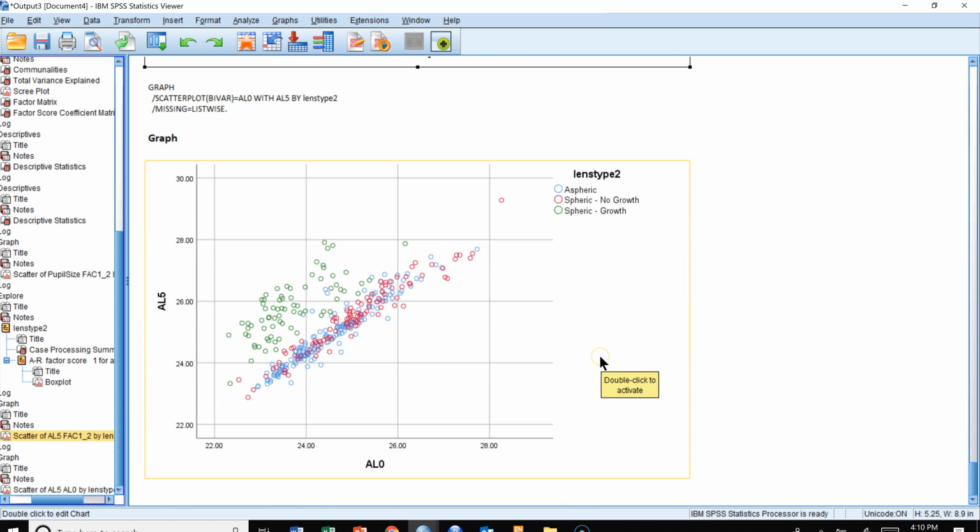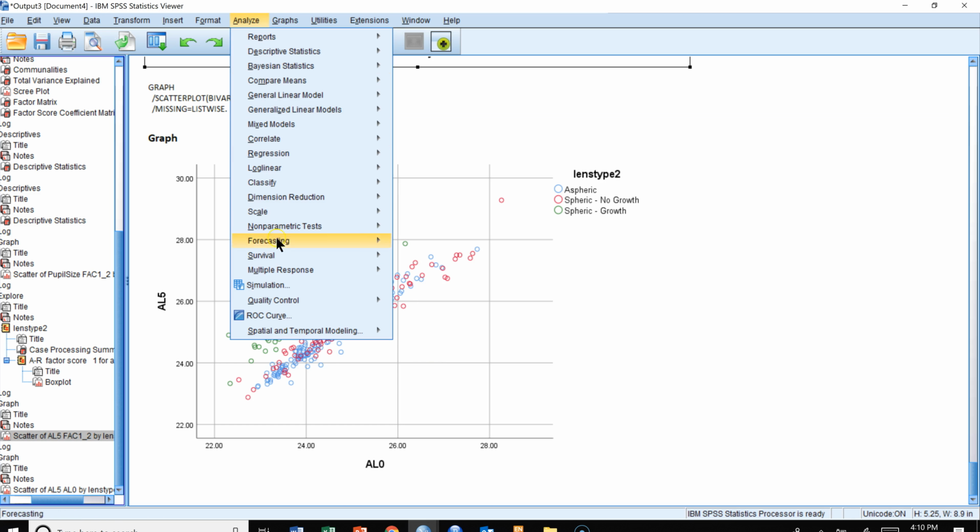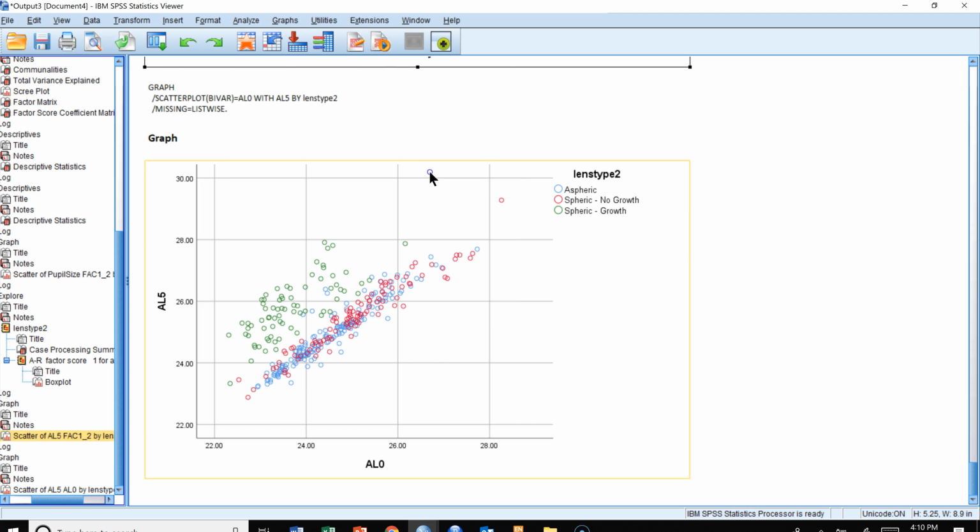One way we can do this is to ask the question in a multiple regression, where we have axial length at 5 years as a function of baseline axial length and the factor score. But we want to do a scatter plot and look at the data. We don't have a way of doing 3 dimensions in SPSS, so we're going to cheat a little bit. What we're going to do is analyze, regression, linear.